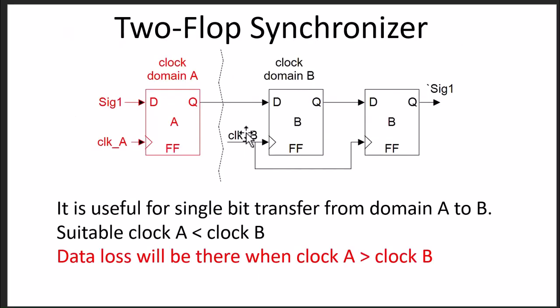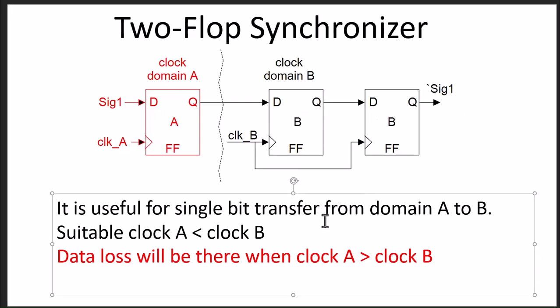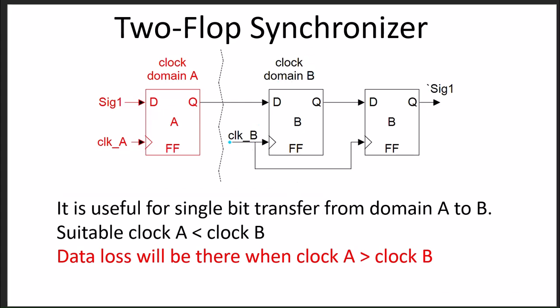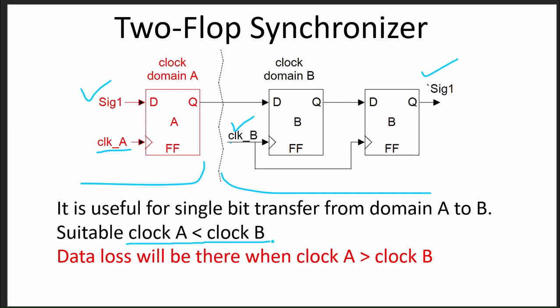The two flop synchronizer is nothing but a cascade of two flops at the destination side, as seen in this circuit. We are driving this with clock B. This is clock domain B, and this is clock domain A. The signal should be properly received at this stage. After checking this with simulation over some iterations, I found that it is suitable when clock A is slow and clock B is fast, for single bit transfer from A to B. But the data gets lost when clock A has a higher frequency than clock B.